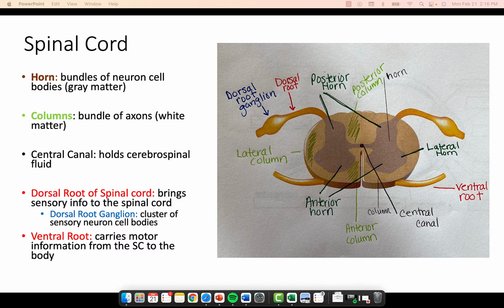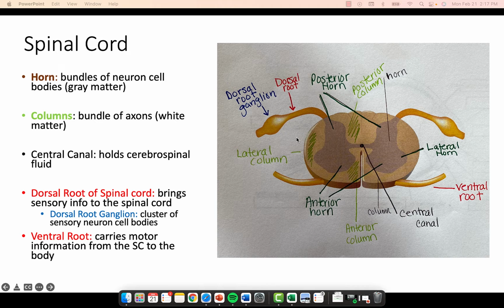So we have our gray matter consisting of cell bodies running along on the inside here and the horns, and then we have our white matter running along in what we call the columns. Horns are bundles of neuron cell bodies, so this will be in the gray matter. We have our posterior horns, our lateral horns, and then our anterior horns. And then we have our columns. These are bundles of axons. They're myelinated, so that myelin has fat on it, and they're going to be surrounding the axons to help conductivity for electrical signaling running down that axon.